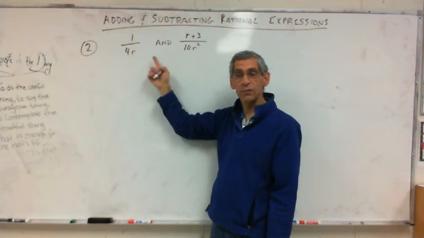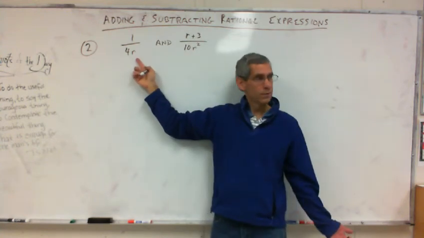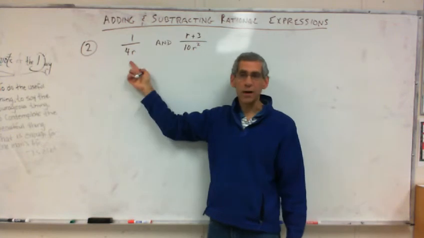Because 4 doesn't go into 10, well then 10 times 2 is 20. Does 4 go into 20? Yes. See, in one move I found it, because I started with the bigger number. It doesn't matter which one you start with.